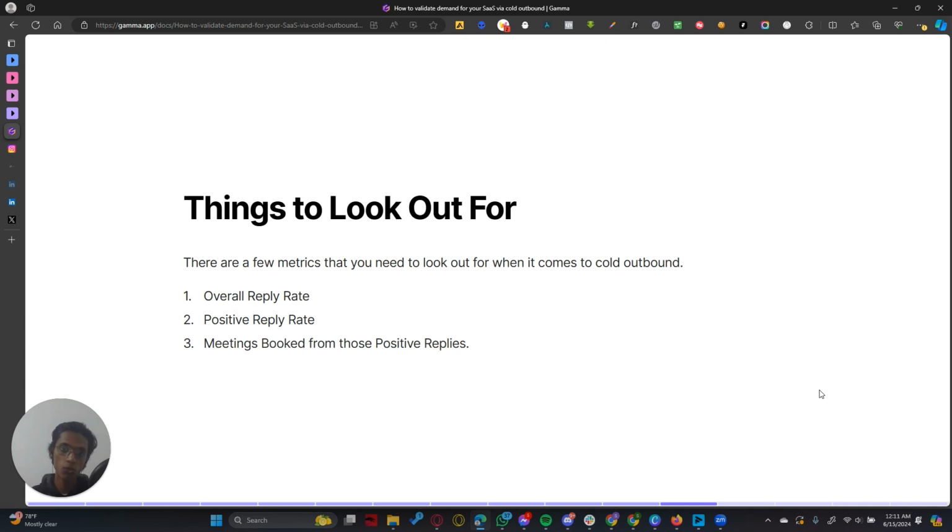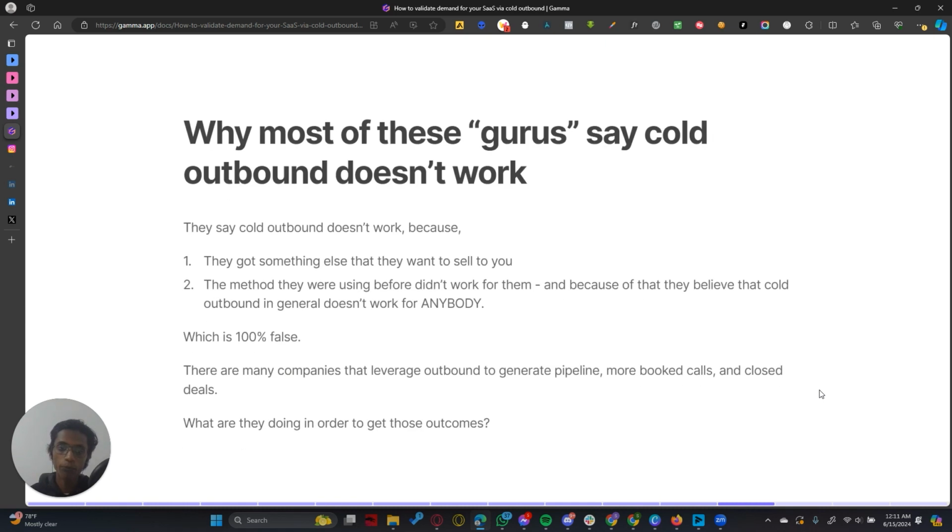Here are some things that you want to look out for. The metrics that you want to look out for when it comes to cold outbound is overall reply rate, how many people actually reply back, and then out of those, how many people actually positively reply, and then how many meetings are you able to get from those positive replies, how many interviews are you able to schedule from them. Those are the things that you need to look out for.